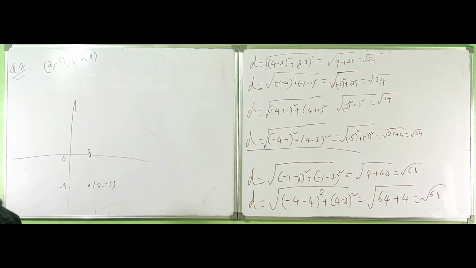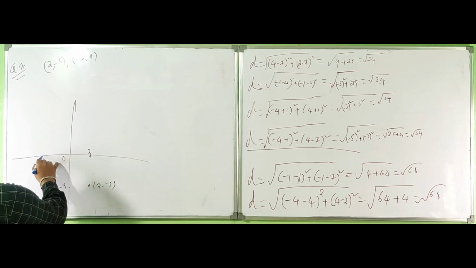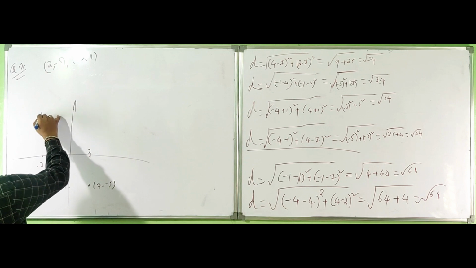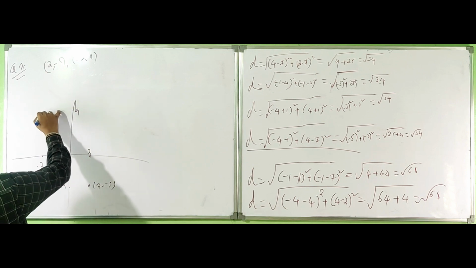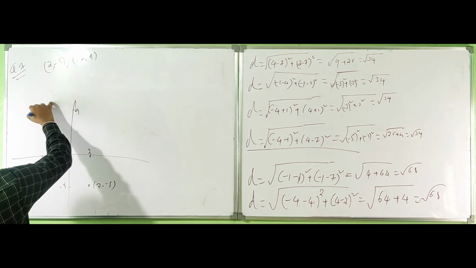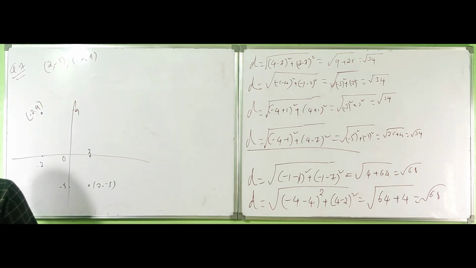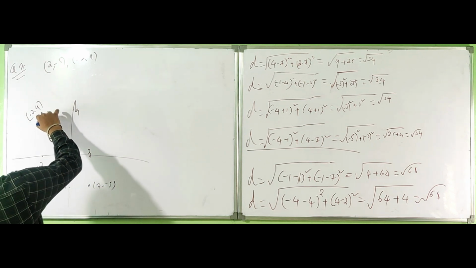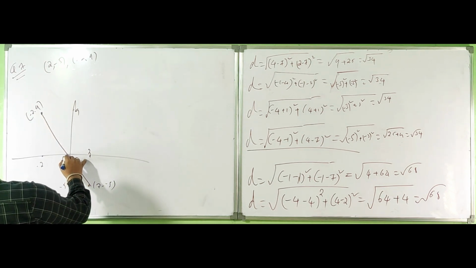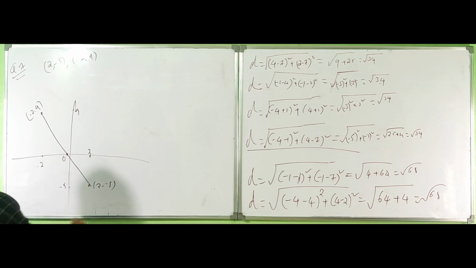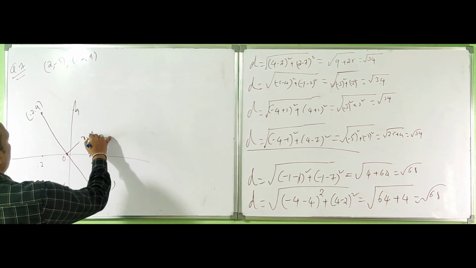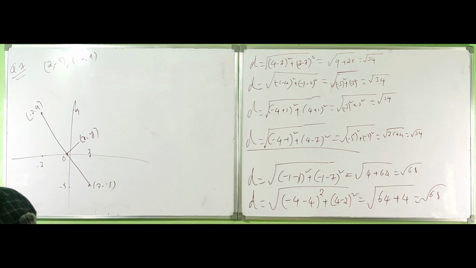Another point is -2 and +9. Okay, this is the point (-2, 9). Find the point on the x-axis which is equidistant from the points (2, -5) and (-2, 9). This is the point on the x-axis, and we don't know its x and y. What is the condition they gave?